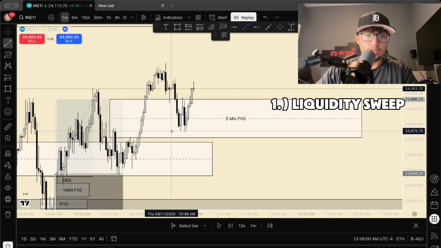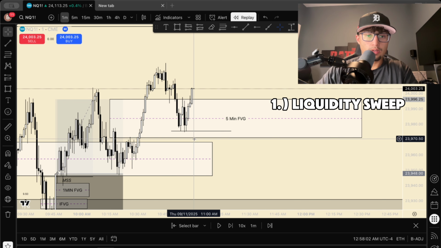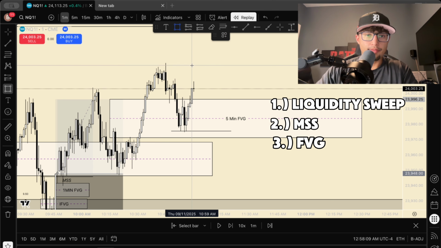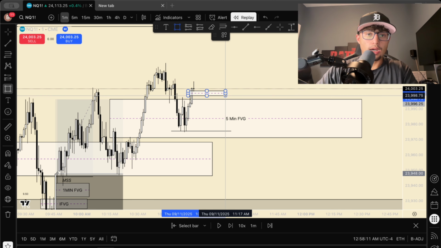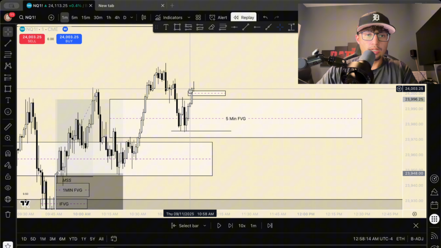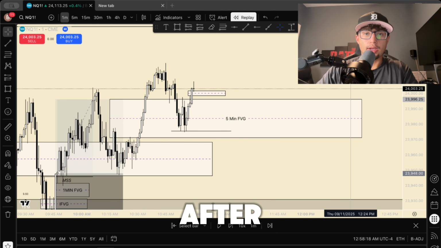We have liquidity swept, confluence 1. We have a market structure shift, confluence 2. We have a fair value gap, confluence 3. And we also have an inverse fair value gap. It's not as solid as the last one, and I entered right after that inverse.